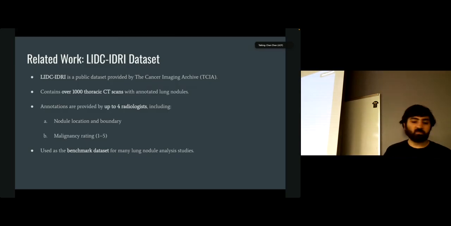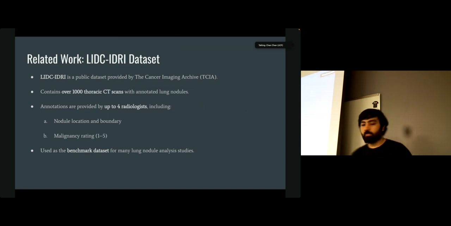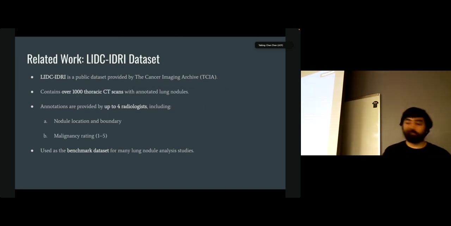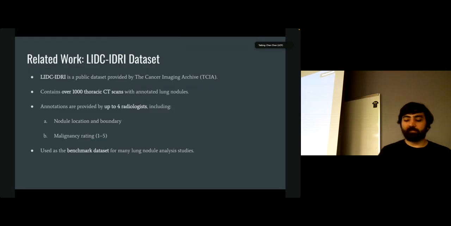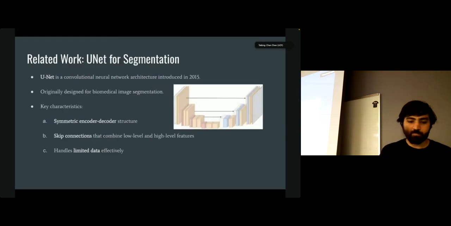The annotations include, of course, the nodule location, the segmentation mask, and also the malignancy rating, which is how cancerous it is, between 1 and 5. So this is a benchmark data set, and that's why I chose this data set.